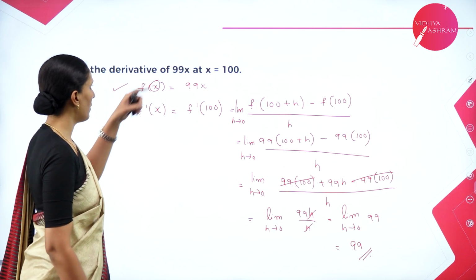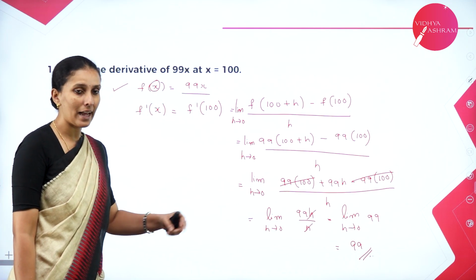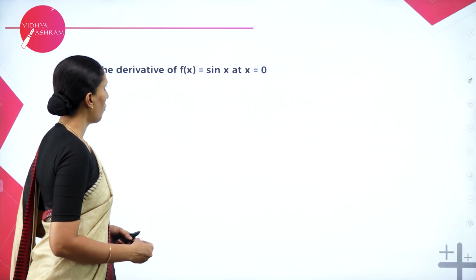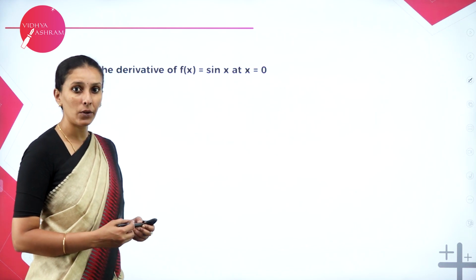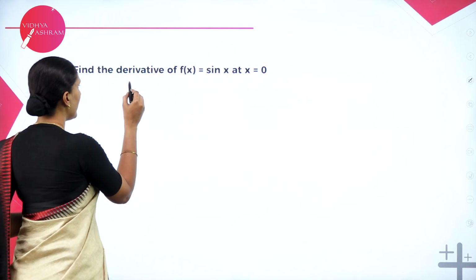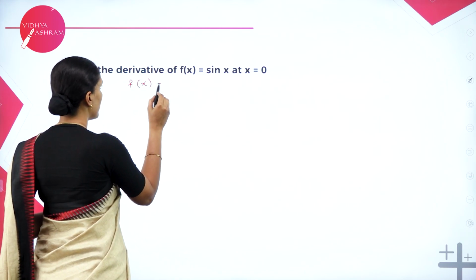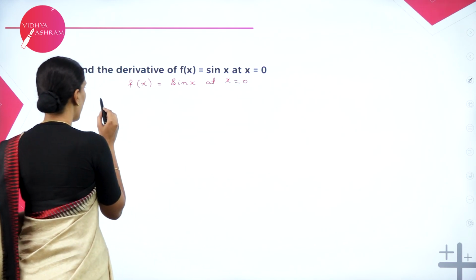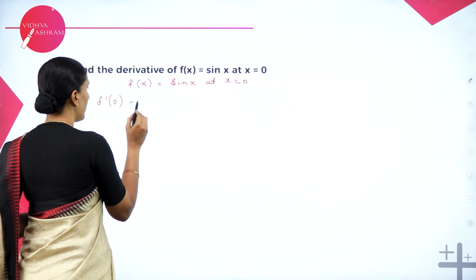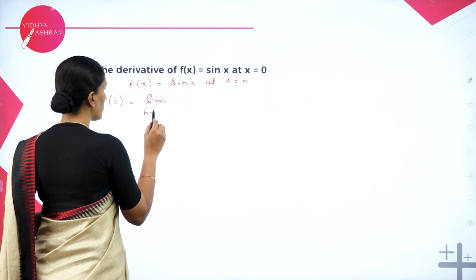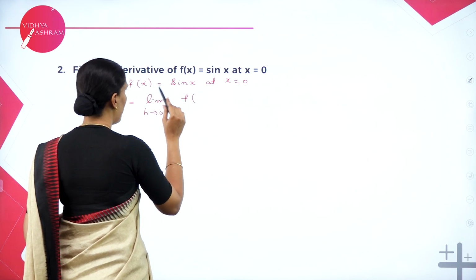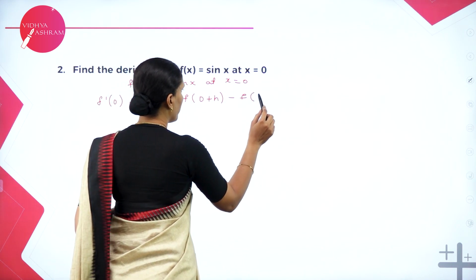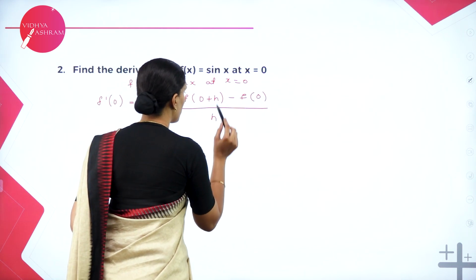Therefore the derivative of the function 99x is 99 at x is equal to 100. Next one, find the derivative of f of x is equal to sin x at x is equal to 0. So now we are finding the derivative of the function f of x = sin x at x is equal to 0. So therefore, f dash of 0 can be written as limit as h tends to 0 of f of a plus h, that is 0 plus h, minus f of 0 whole divided by h.